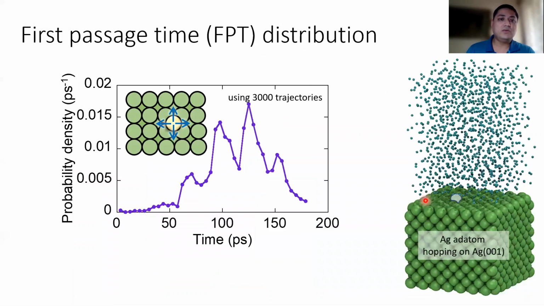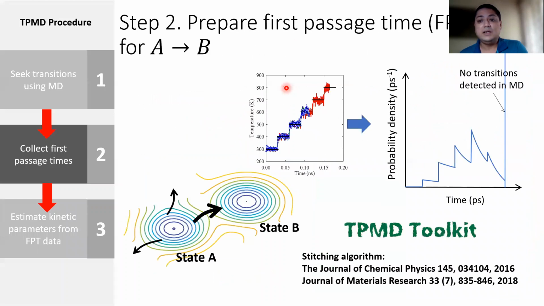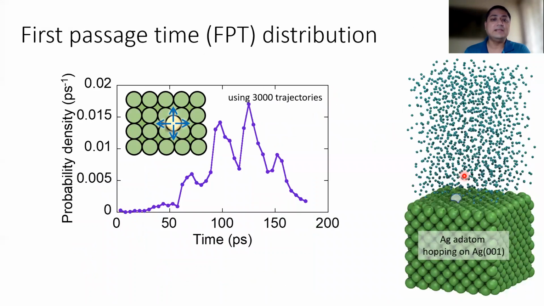Barrier. So that is the overall procedure. For the silver example, this is the type of distribution that we get from a finite number of trajectories. Here we have done about 3000 MD calculations. So the earlier FPT distribution I showed was in the limit of a very large number of trajectories, but realistically one can easily perform calculations with a few thousand MD trajectories.